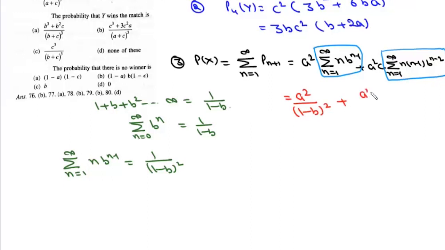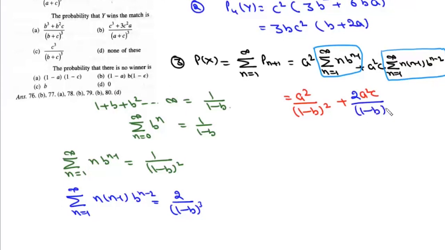Now here it is A square C. Now we'll differentiate it again. If we differentiate this again, we'll get the summation, n varying from 1 to infinity, of n minus 1 b to the power of n minus 2, and here it will be 2 upon 1 minus b whole cube. So it will be 2A square C upon 1 minus b whole cube.